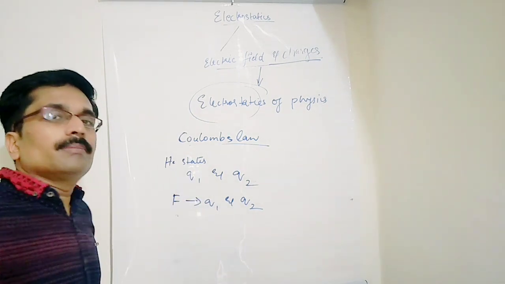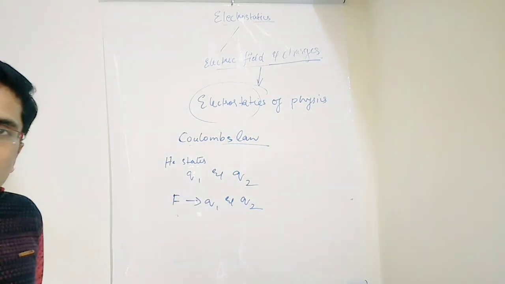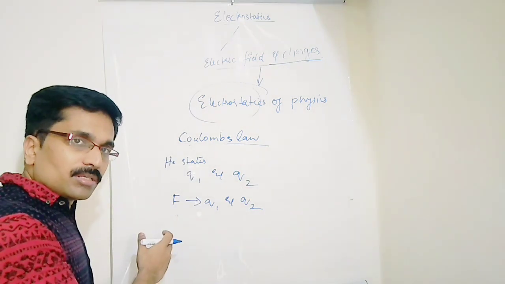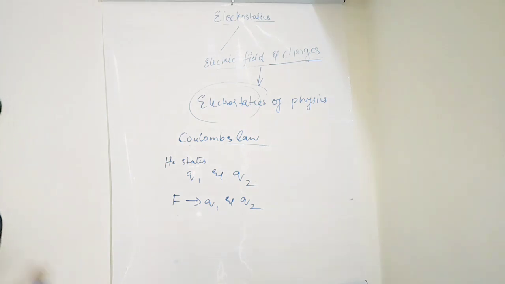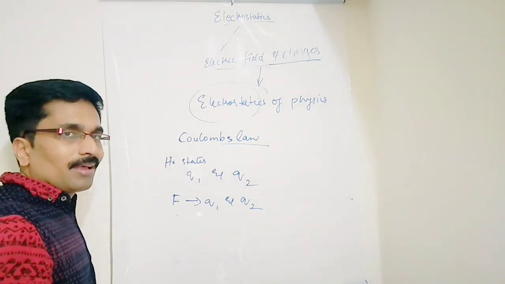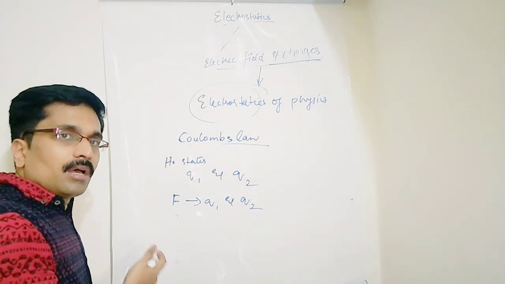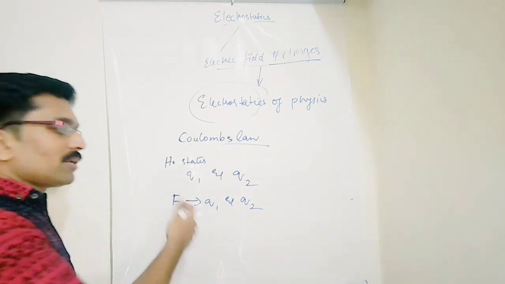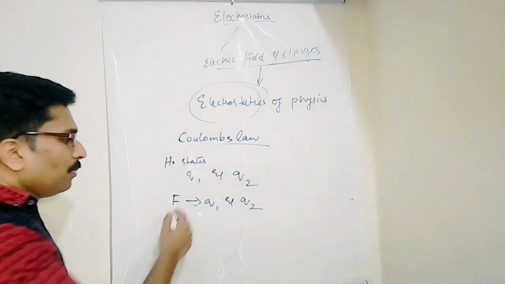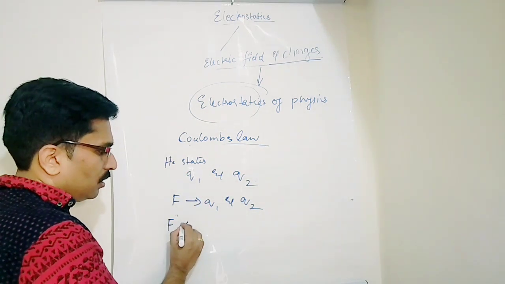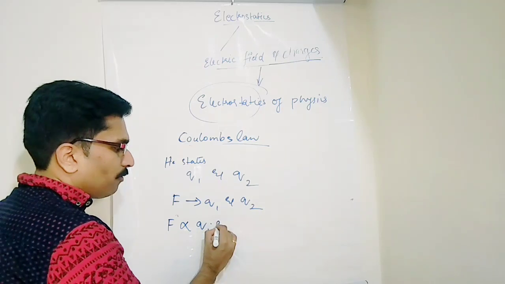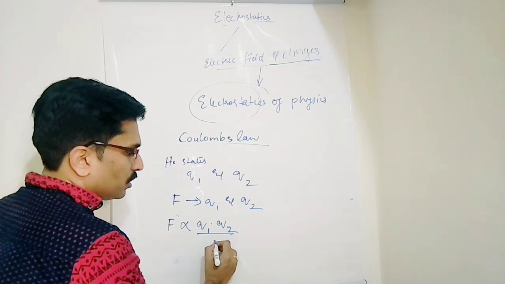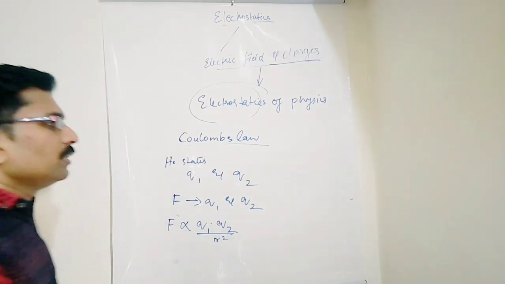Now he states that like charges repel each other and unlike charges attract each other. That I think you might know from very early classes. So the force of attraction between them is directly proportional to the product of the two charges, and inversely proportional to the square of the distance between them.